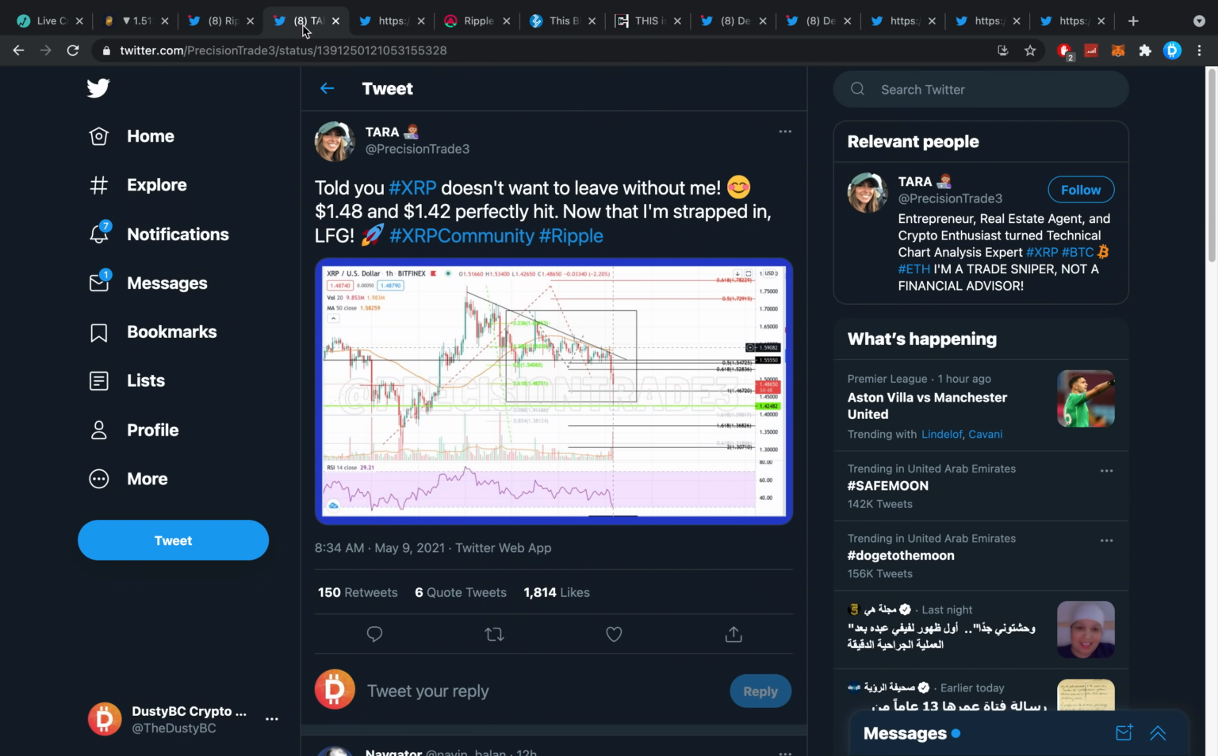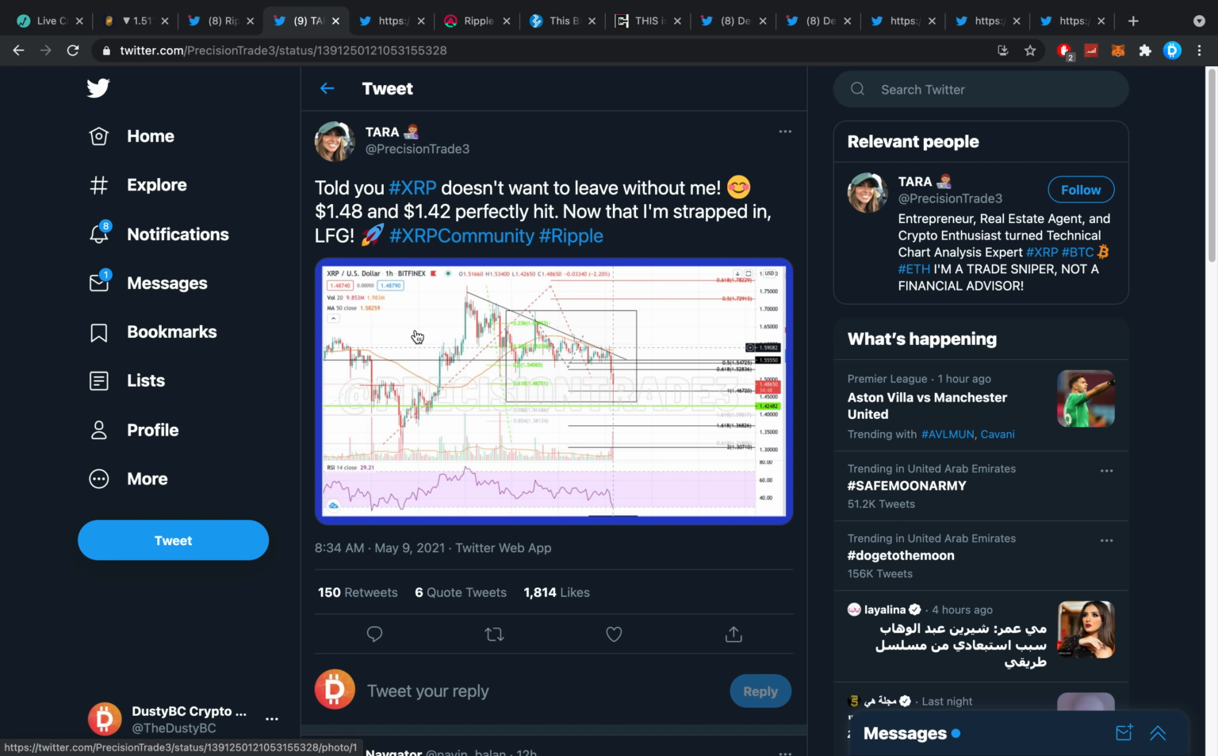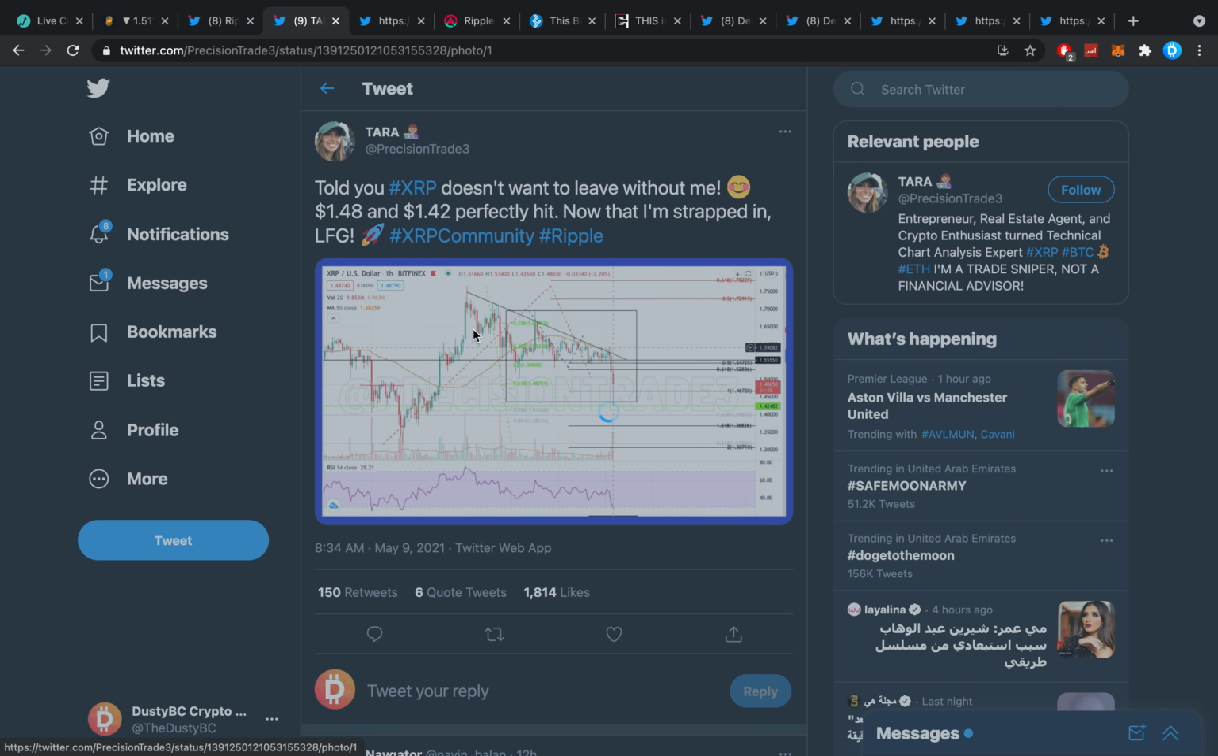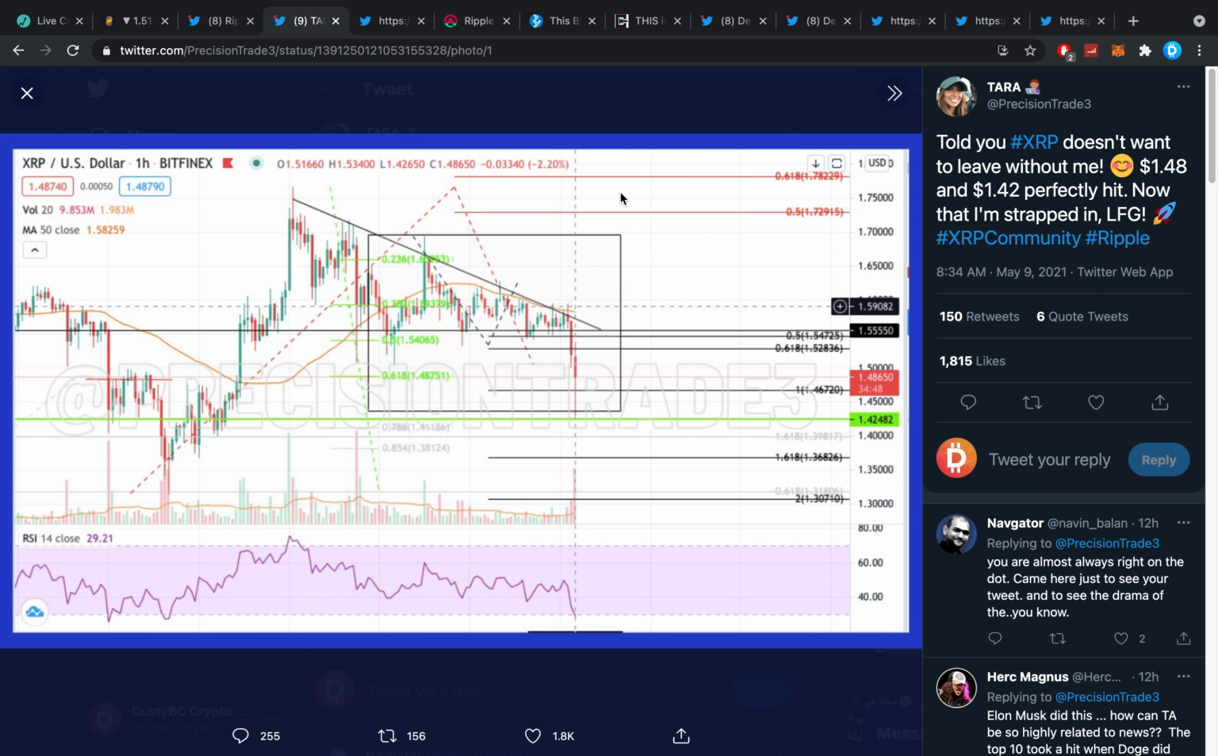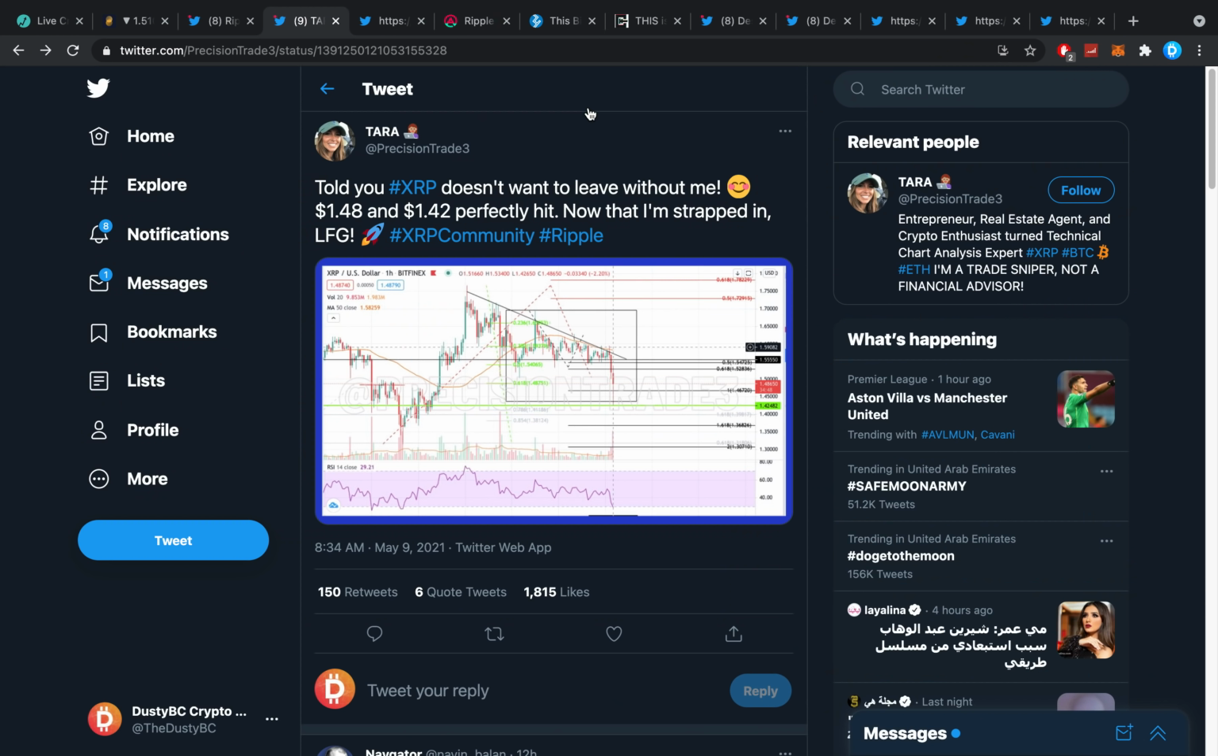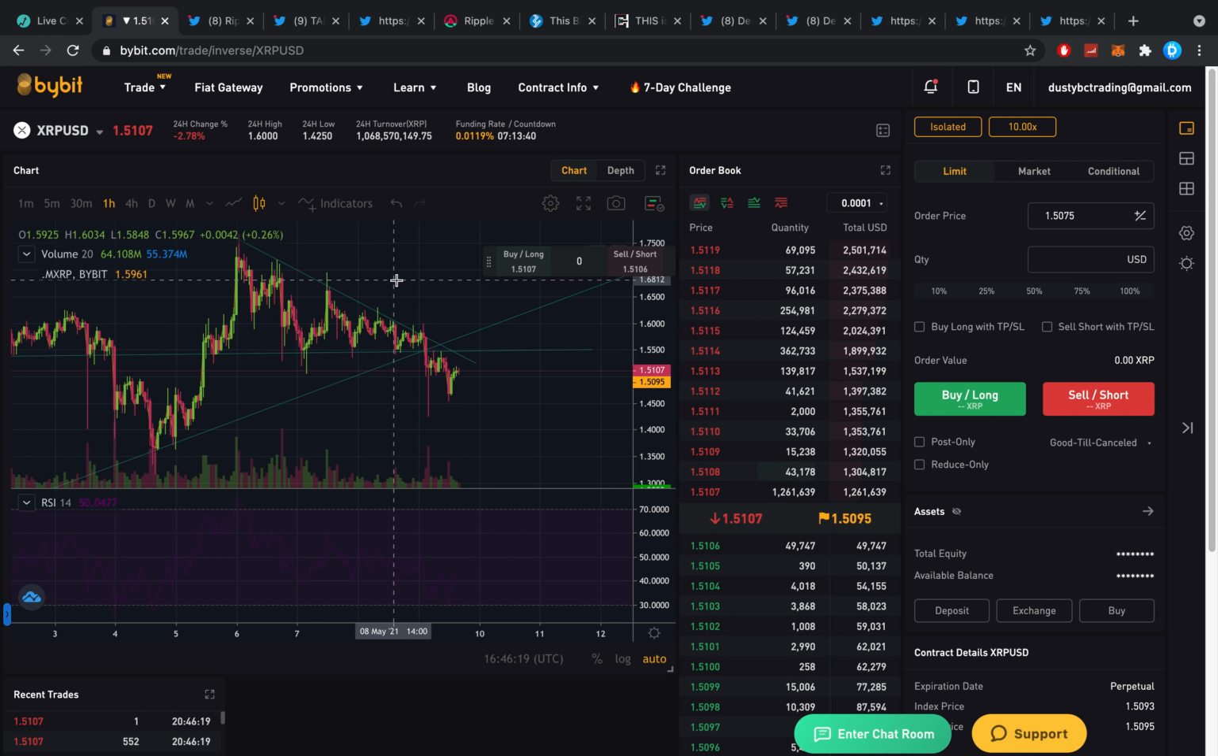Now, moving on. Terra posted, I told you, XRP doesn't want to leave without me. 148 and 142 perfectly hit. Now that I'm strapped in, let's go. And the only thing I wanted to refer to here is the fact that I'm crazy excited. I kept telling you guys that this is definitely a good buying opportunity, mostly on the basis that we just had another dip. And if you're wondering when to buy, these types of spots are perfect to buy.